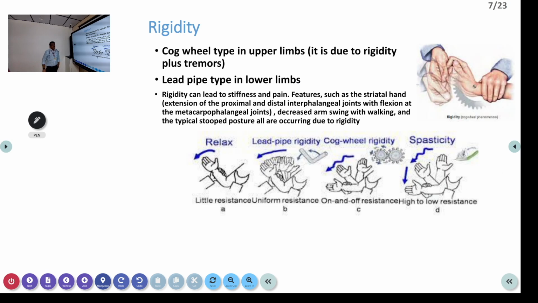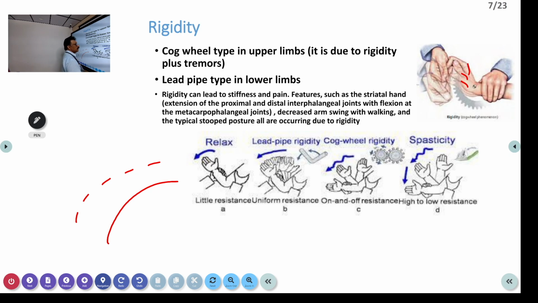Now, if you examine the rigid upper limb and lower limb, in the upper limb you have cogwheel rigidity. It is like a cogwheel. Here you can see the tone is hypertonia and it is broken. So cogwheel type of rigidity in the upper limb, lead pipe rigidity in the lower limb. Cogwheel means there will be a break in the tone. Lead pipe means they continuously have increased tone.